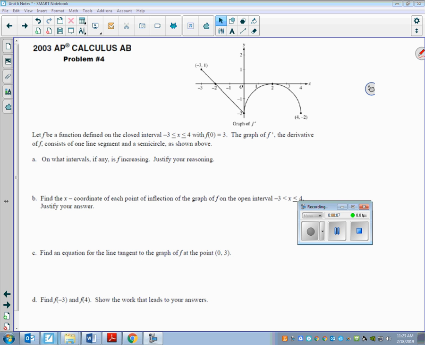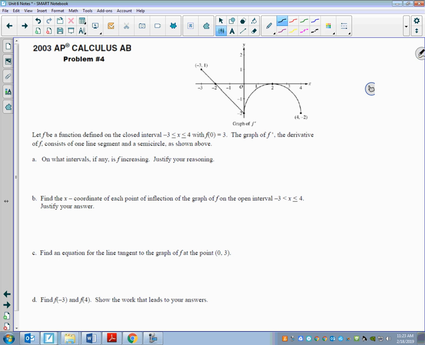All right, I want to go over this really quick. I have the rubric attached, but I just want to talk you through it before I show you all the answers. So again, looking at this picture right away, I see that it's geometric shapes. It says let f be continuous on the closed interval from -3 to 4 with f of 0 equals 3. The graph of f prime, the derivative of f, consists of one line segment and a semicircle. So this is f prime.